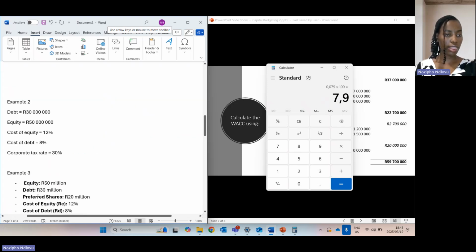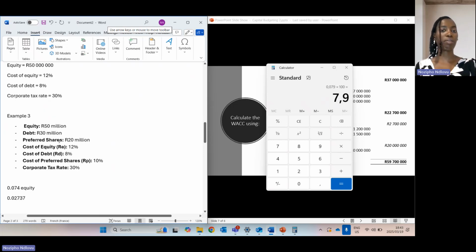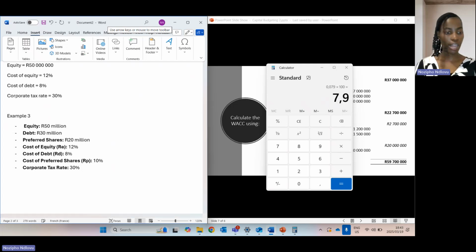The same thing you will apply here, because you have debt, you have equity, cost of debt, you have corporate tax. So it's almost the same thing that we've just done. But what happens then when you are given the cost of preferred share? Same thing. You just input the variables and make sure that you get the answer.